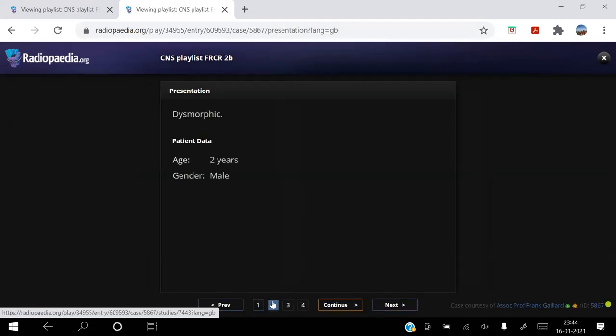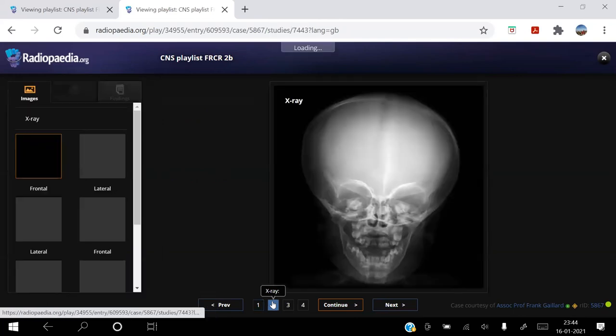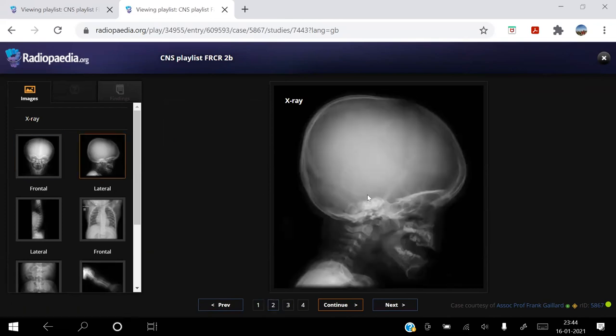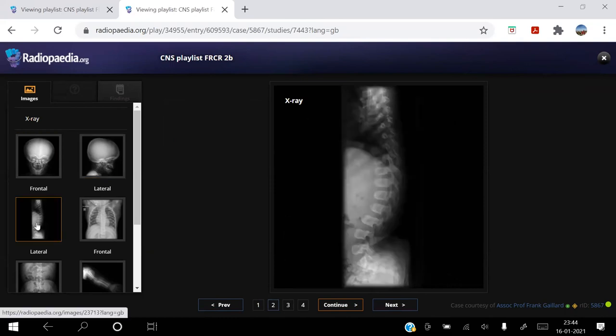So this is a 2-year-old male, dysmorphic. This is the frontal projection of the skull of a 2-year-old dysmorphic boy. What I can see is the enlarged skull. The cranial vault is enlarged. In the sagittal plane, I can see the enlarged cranial vault with the narrow skull base. The lateral dorsolumbar spine shows anterior beaking of the vertebral bodies and exaggerated lordosis of the lumbar spine.